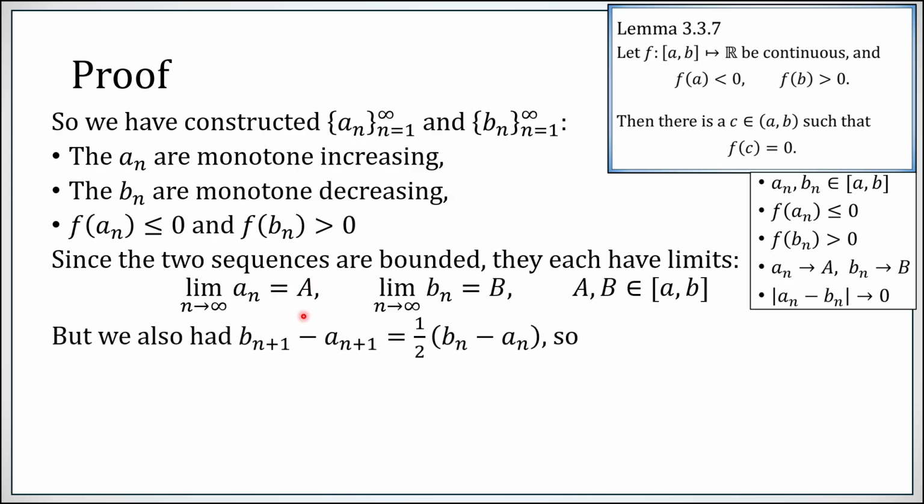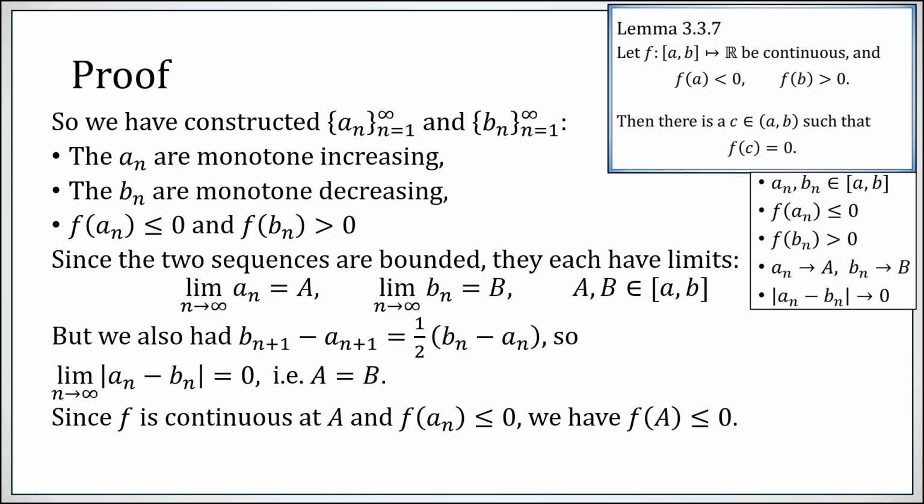However, the distance between two consecutive a's and b's is 1/2 of what was before, because we're always picking the midpoint of the interval between the previous a and b. So by keeping one endpoint the same and jumping to a midpoint, you are cutting in half the distance between. So the distance between a and b goes down by a factor of 2 every time you increase the index. It follows then that the distance between them converges to 0, therefore capital A and capital B, their limit points, have to be equal to one another.